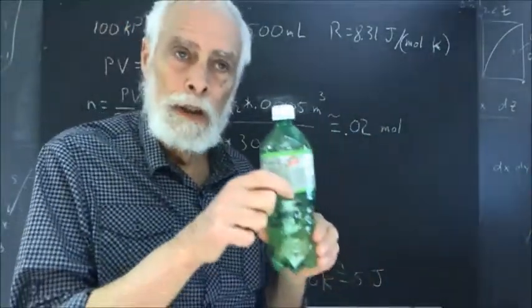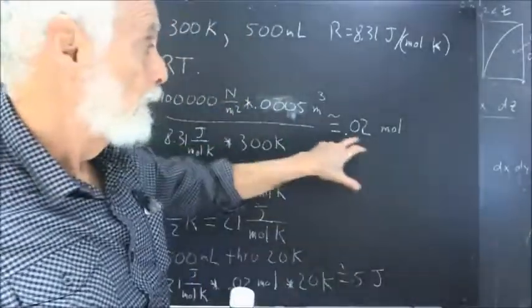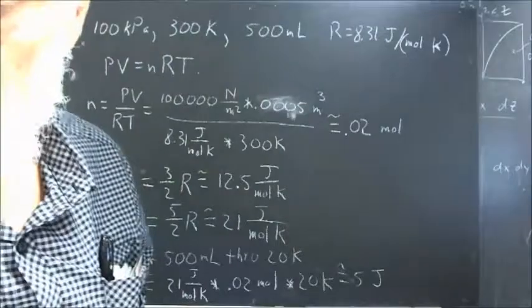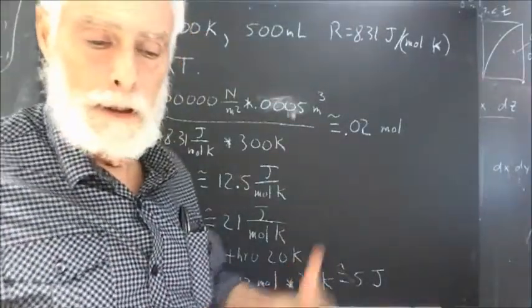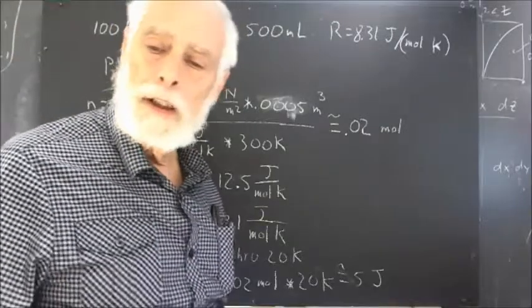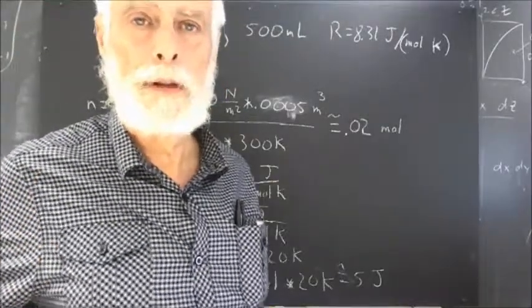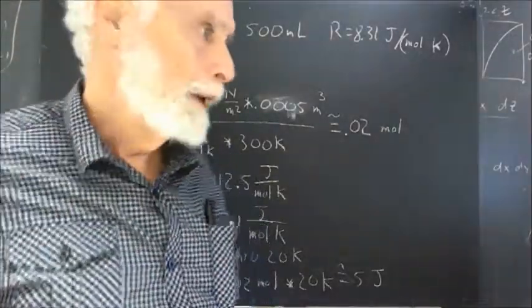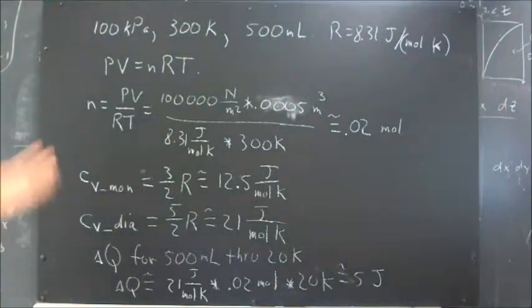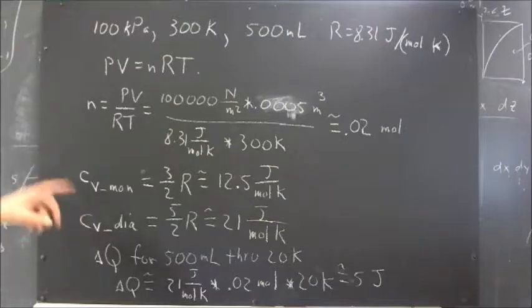We have a molar specific heat. We know we have 0.02 moles of air in this gas. And we want to figure out in the E2 problem how much heat it's going to take to increase the temperature of that air by 20 Kelvins. So you should work that out.